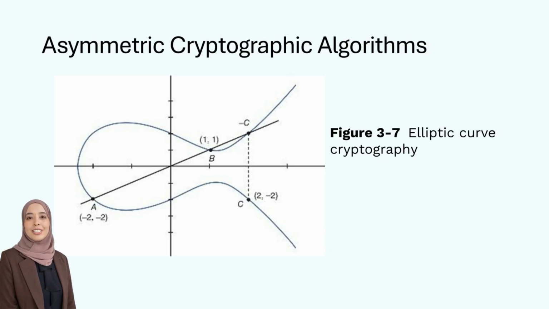Minus 2 along the x-axis, and then along the y-axis there is another minus 2. Point B is at 1, 1. Point C is at 2 and minus 2, and the minus C has a minus sign because it has a relationship with the point C, so I call it minus C. This minus C is the reflection of C across the x-axis.